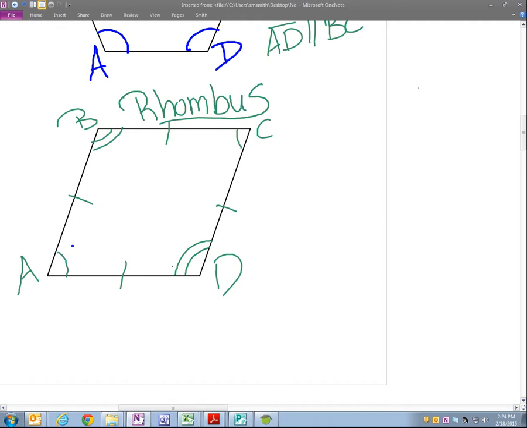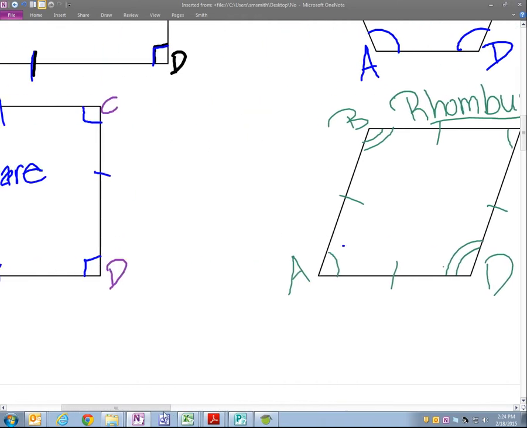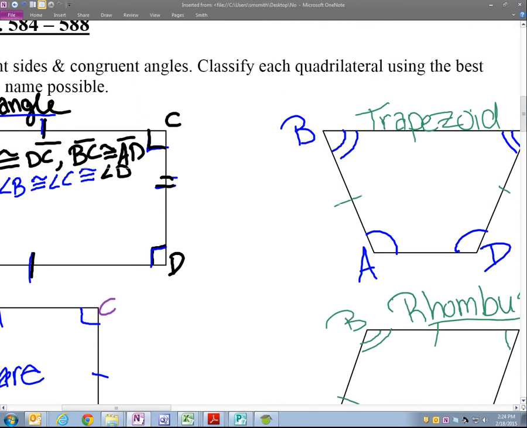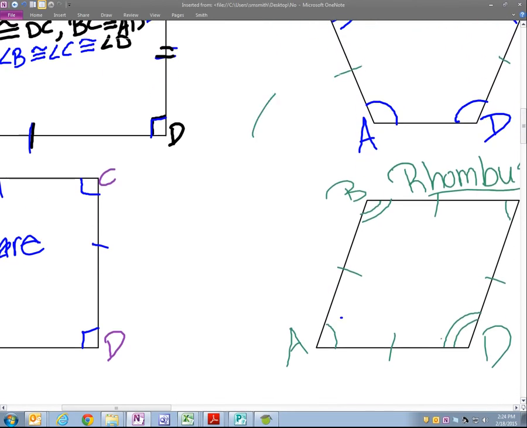All right, so we've written all those congruencies. You could also write out congruencies with this one, but we're not going to because I want to get to the examples.